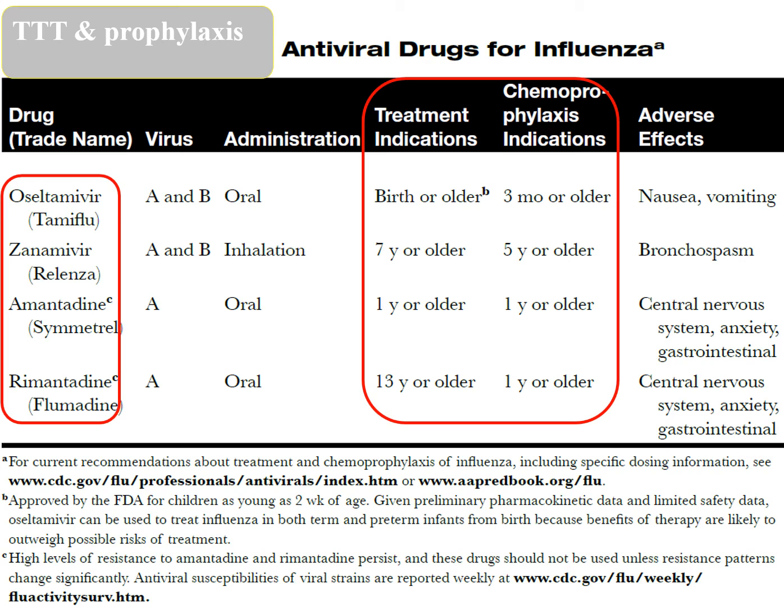Here is treatment and prophylaxis by antiviral drugs for influenza. Here are the drug names: Tamiflu, Relenza, Amantadine, Rimantadine. This is how to use them in treatment, among whom, and for whom they may be used as chemoprophylaxis. Some of them can be used in infants.